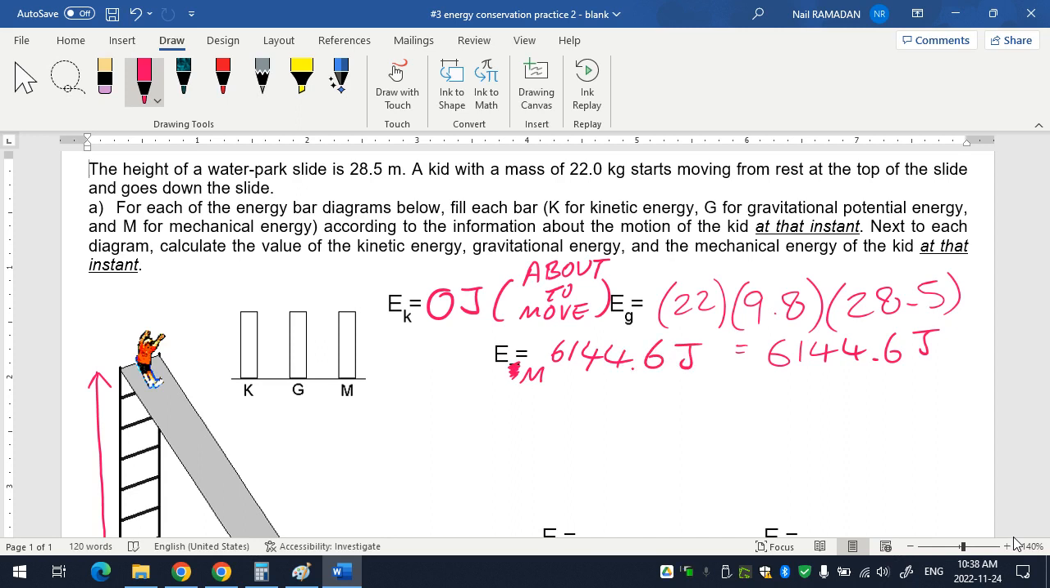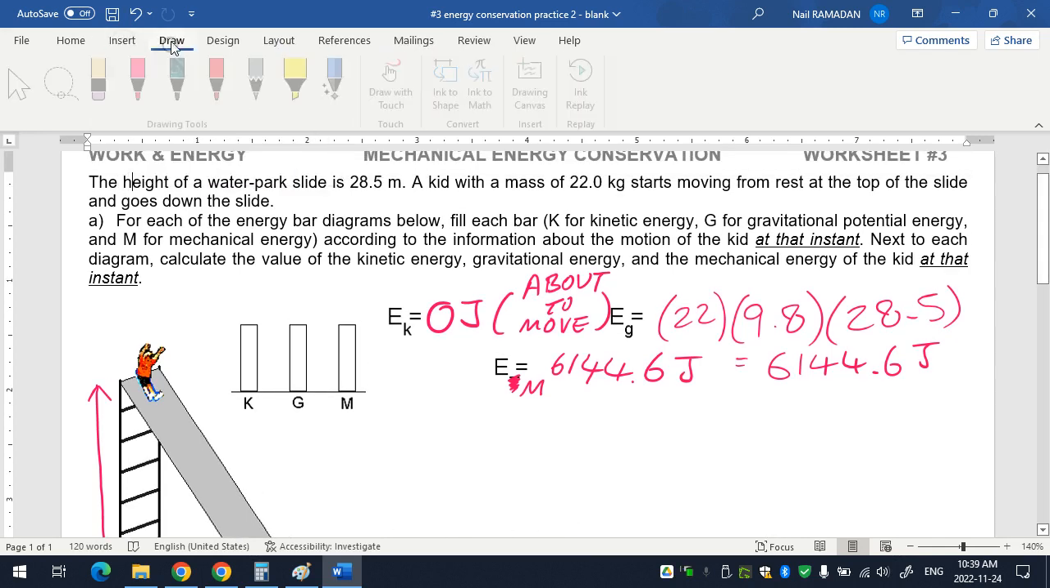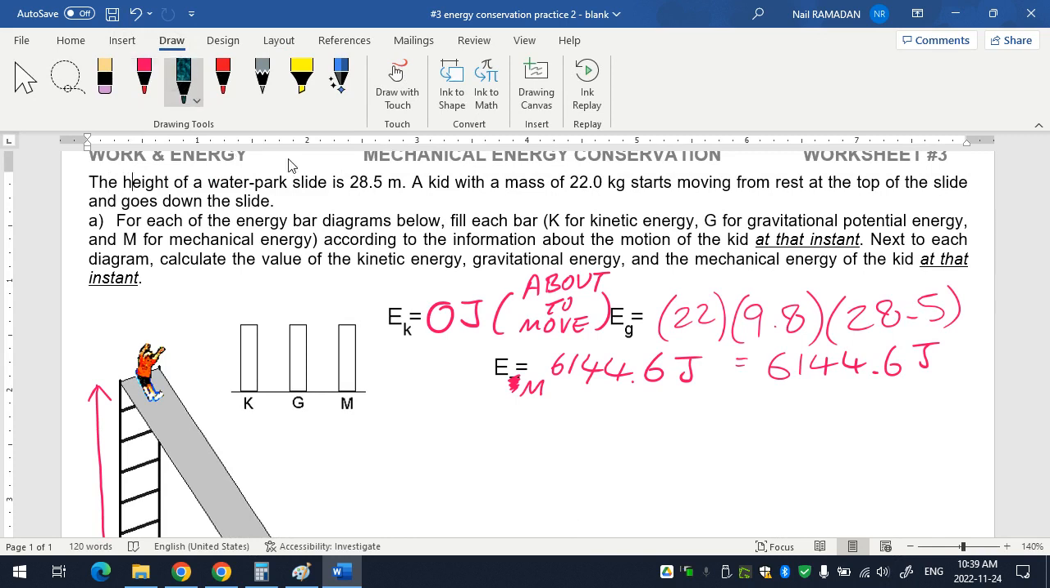What's the sig fig situation? 3, 22.0 and 28.5. What would this be to 3 sig figs? How about if you want to write it in standard notation, still keeping the same 3 sig figs? 6140. Yep. If you cut it right here, oh, my bad. If you cut it here, you would get 6140 in our book.